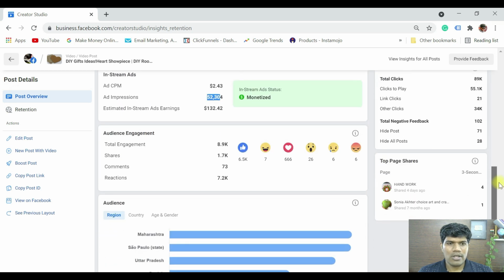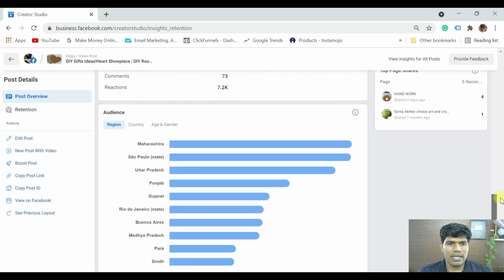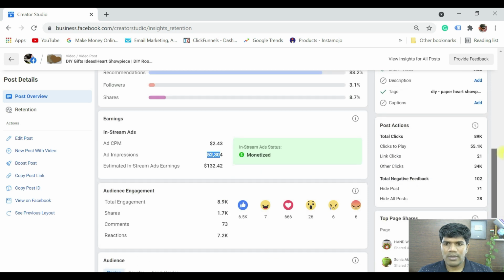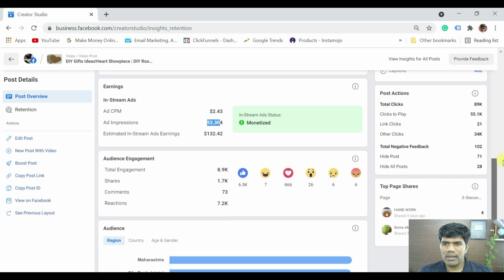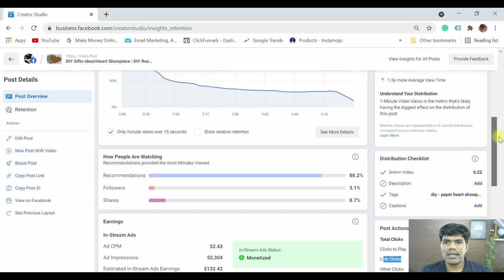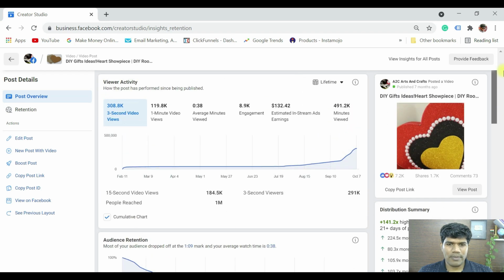Okay, so total engagement 8.9k: shares, comments, reactions, and again region-wise audience, that's what it is indicating. That's something that you can check as well. Total clicks, total plays, link clicks. There are a lot of metrics for you to understand how exactly this particular video has been performing.